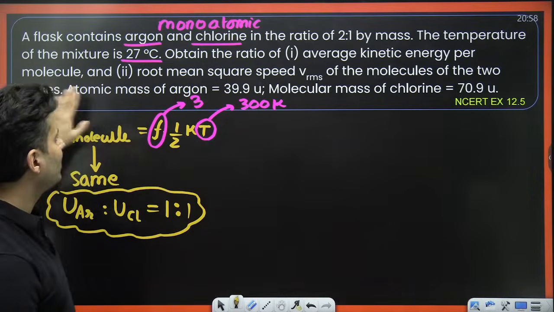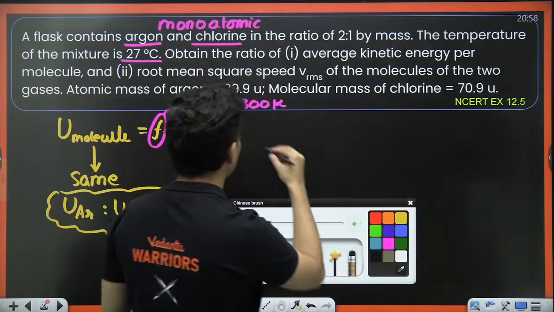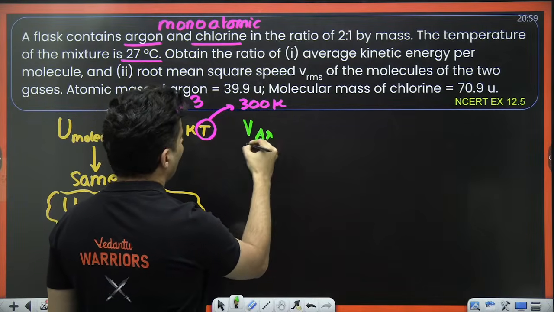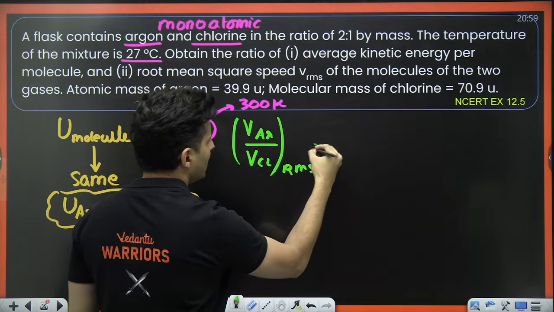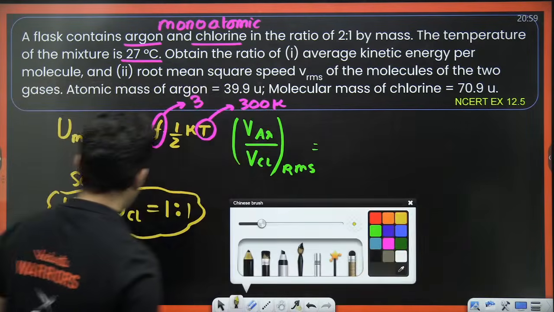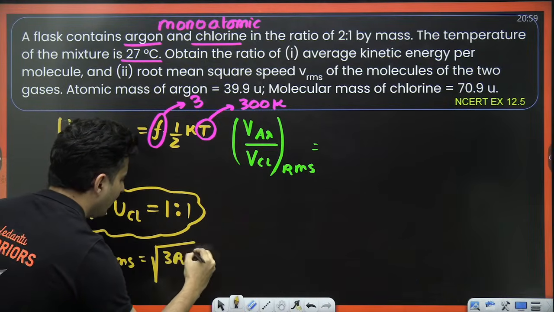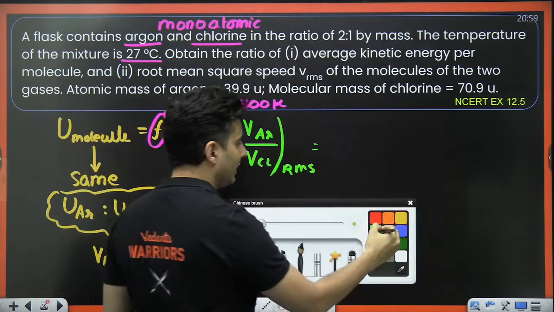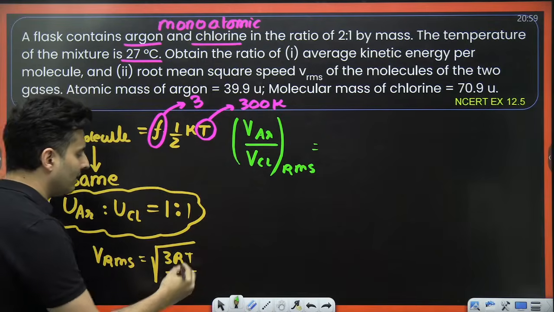Next, the root mean square speed of the molecules of the gases. Find the ratio of the root mean square speeds, Vrms of argon upon Vrms of chlorine. Vrms is root of 3RT by M. It is directly proportional to root of temperature. So 100% temperature will come, but temperatures are the same, so don't even bother about it.